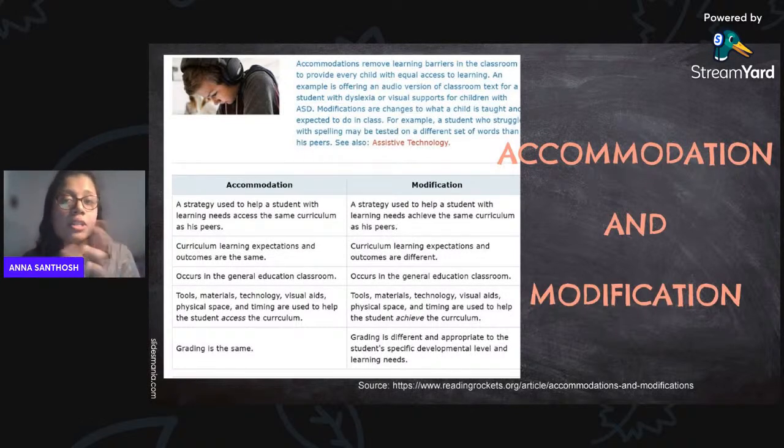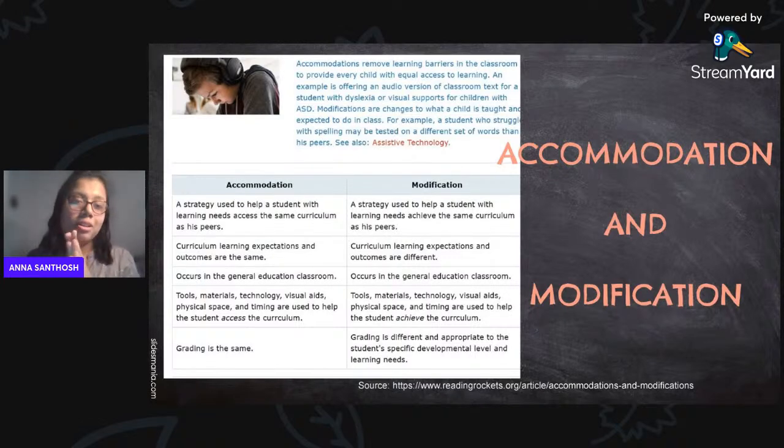Modifications are changes to what a child is taught and expected to do in a class. That is modification. Accommodation means you're accommodating the environment for the child. Your strategies help a student with learning needs access the same curriculum as his peers. But modification is a strategy used to help a student with learning needs achieve the same curriculum as his peers. The access and achieve is something which you need to look into. So please go through this accommodation and modification and see if you can implement this in your classroom or not.